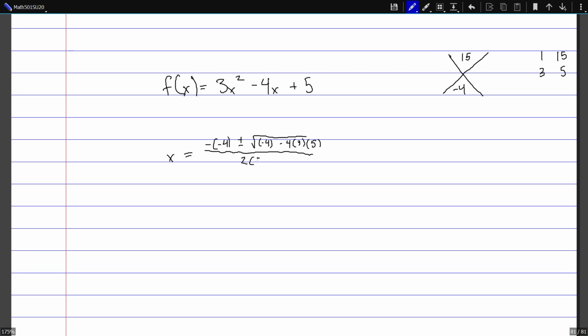We'll try and simplify this. I'm going to focus on the discriminant first. In each case, the discriminant is always a good place to start, mostly because it tells you what type of solutions you should expect, but also because it allows you to take a pretty complicated formula and chunk it into smaller parts. So this is going to be 16 minus, looks like 60. So 16 minus 60, that's going to give us negative 44, I believe.